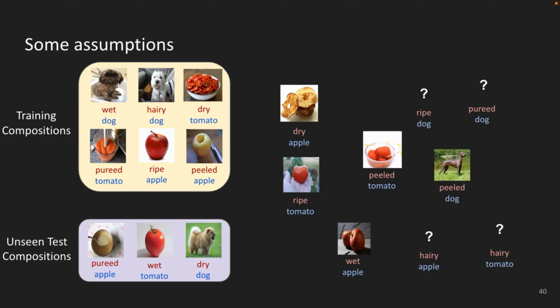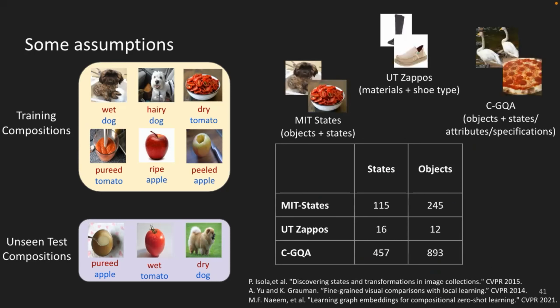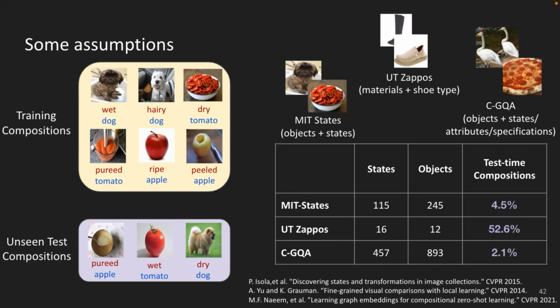If you have a classifier acting on two directions and you are restricting the way these two directions combine, things get easier, not only from the perspective of the problem itself. To give you some numbers, these are the benchmarks that you will see, MIT-States that we have seen so far, Zappos on shoes and material, and CGQA, which is, let's say, an expanded version of MIT-States. These are the numbers of objects and states that you find, and this is the size of the test-time compositional space that you assume. It's very small. Zappos is okay, but the others are very, very small.